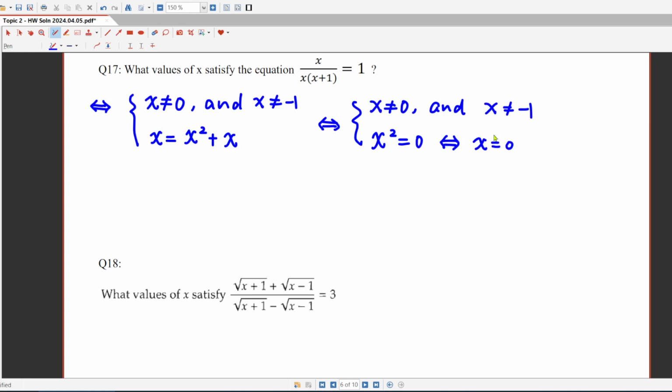And apparently x equals 0 and x does not equal 0 cannot happen at the same time, right? So if you want to find the common solution of these two expressions, that is impossible. Therefore, we don't have any solutions. Therefore, we say no solutions for the original equation. Did you get it? No such x can satisfy the original equation.